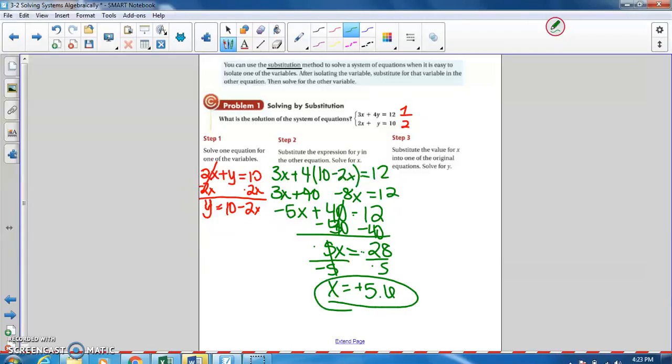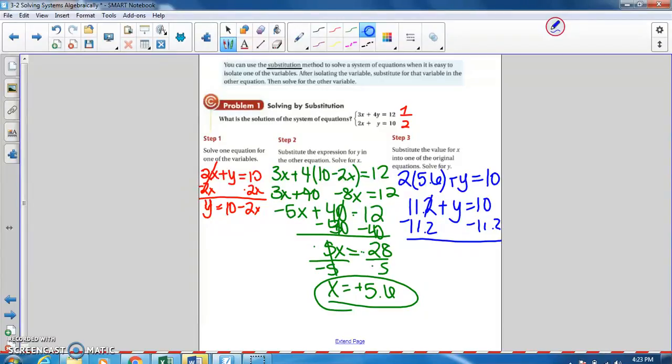Now I'm going to take this x value and substitute it into one of our original equations to solve for y. So 2 times 5.6 plus y is equal to 10. 11.2 plus y is equal to 10. I'm going to subtract 11.2 from both sides. And y is equal to negative 1.2. Therefore, I have the solution to my system, which is 5.6 comma negative 1.2 as my solution.